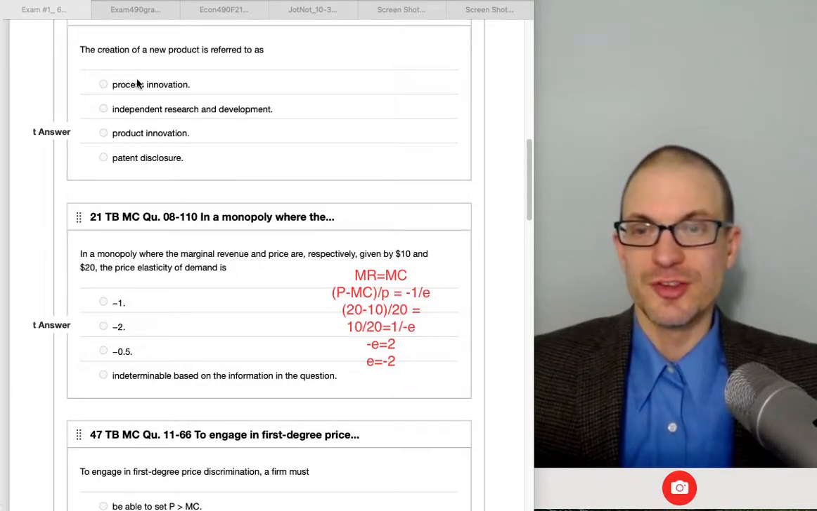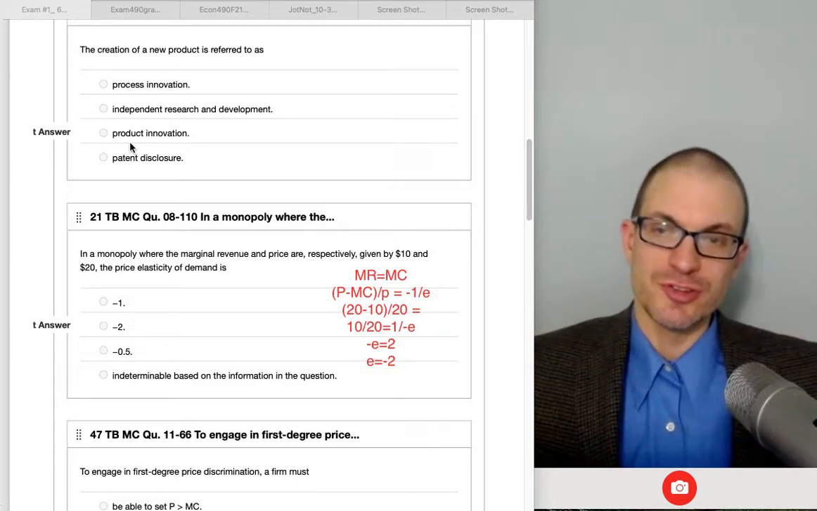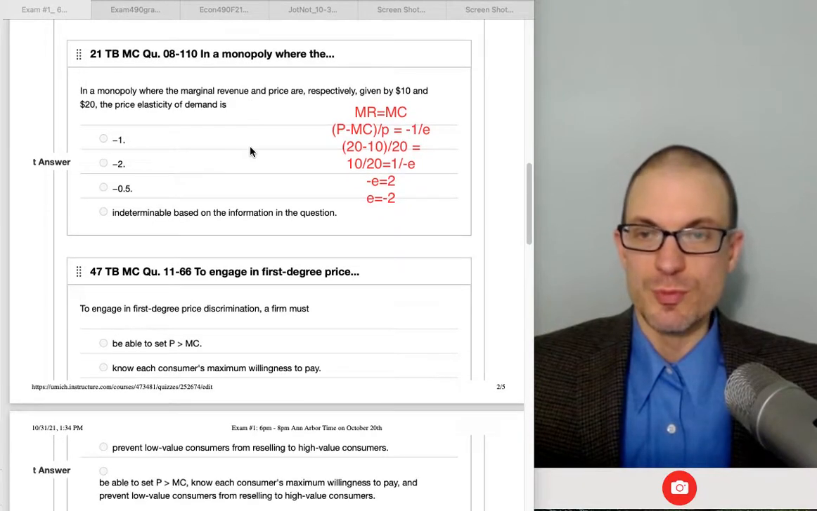The creation of a new product is referred to as product innovation. Remember, we talked about process innovation as being where you'd have a cost-saving innovation, and we're contrasting that with a product innovation, which is introducing a new product.